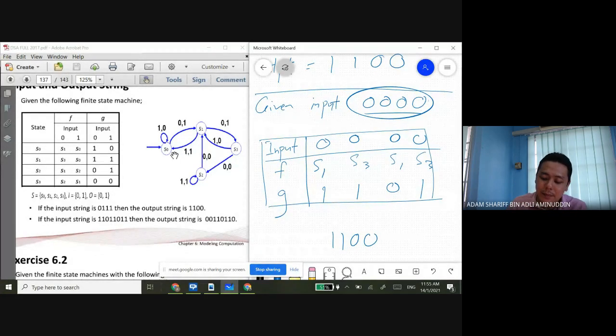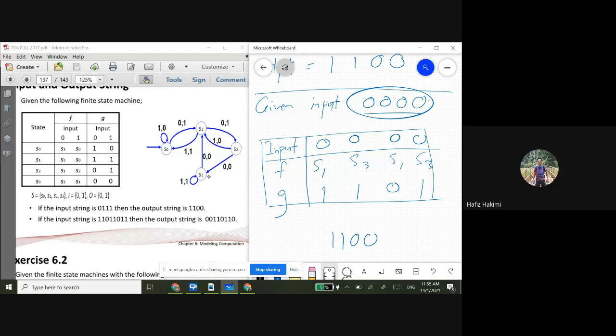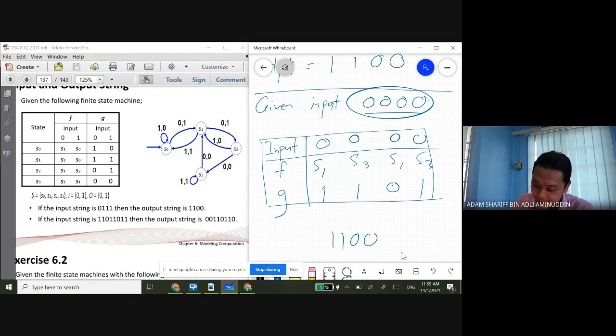Saya check balik. Start at initial state, 0. Dia pergi ke S1. The output is 1. Okay, betul. Kemudian 0 pergi ke S3, the output is 1. 0, oh saya salah sini. S3 to S2. Dia pergi ke S2, output dia 0, betul. Dan bila dia 0, dia balik ke S1. Jawapan betul.